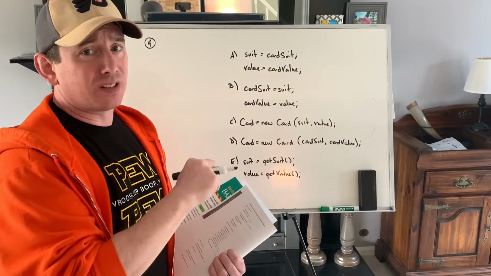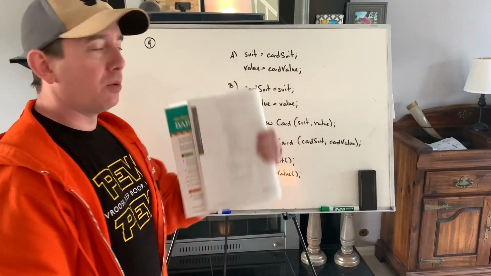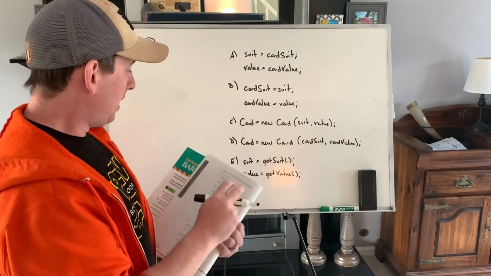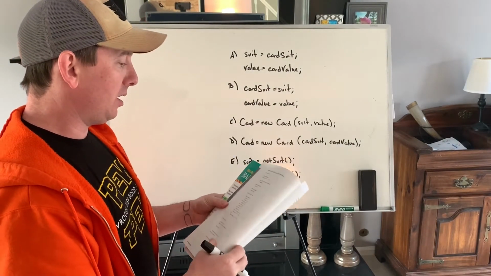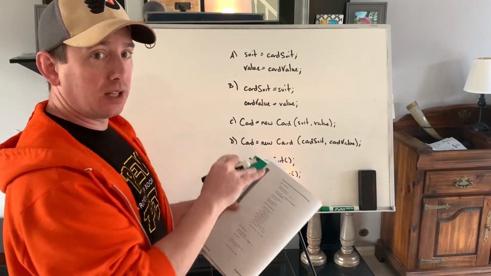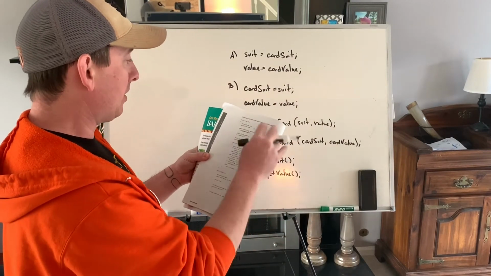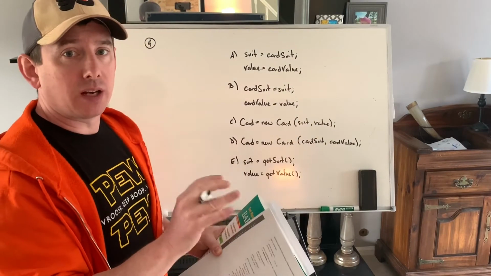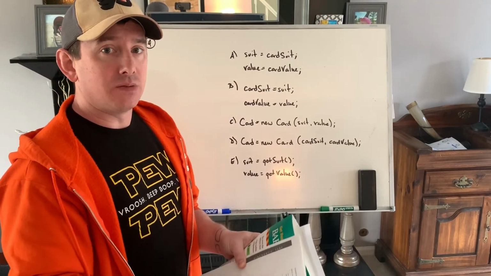Okay, a lot of these questions like number 4 are just going to be way too long for me to write up here. So I hope you have your book in front of you. We're asked to implement the code for the constructor of the card class. So we have a card class and we have a deck class. In the card class, that constructor is just supposed to, like any constructor, initialize the instance fields.